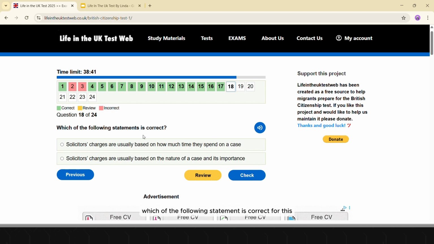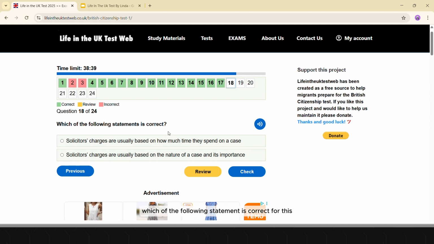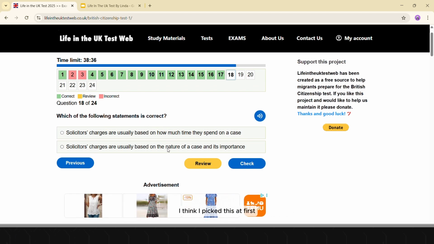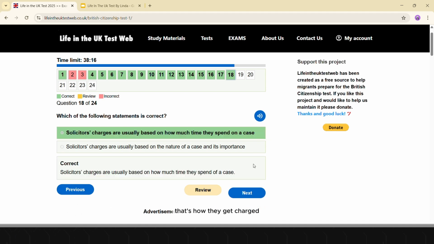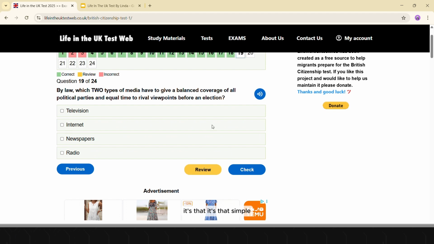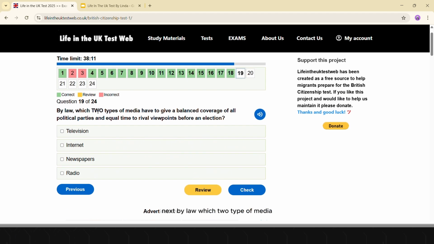which of the following statements is correct? For this, I think I picked this at first, but when I checked it, I realized I was wrong. So this is the way you get to know it. You guys know people in the UK get paid per hour, so you just go with the time the solicitor spends on the case. That's how they get charged. Is that simple?